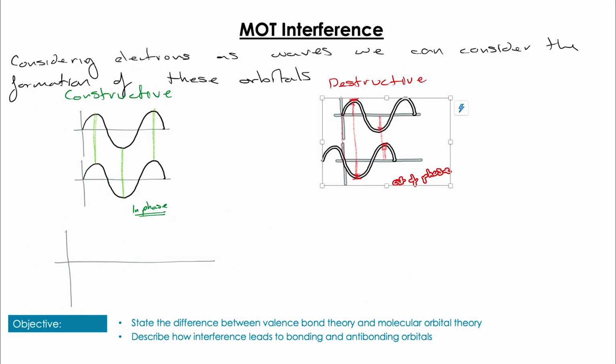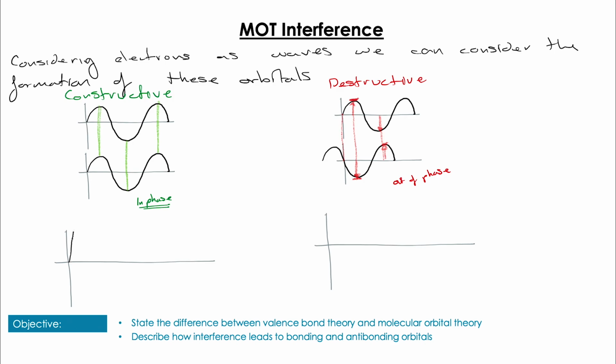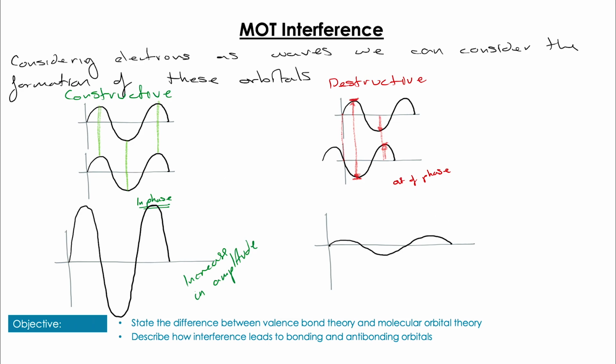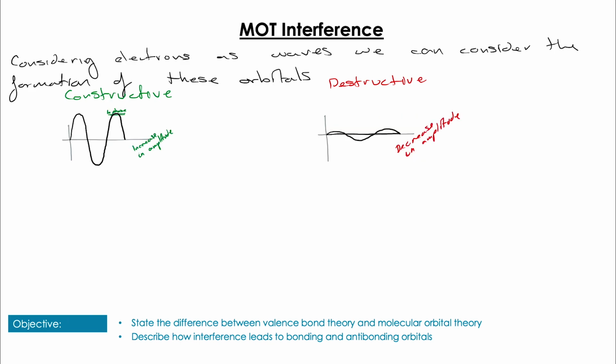Now, when we draw the outcomes of these, with the in-phase waves we would end up with an increasing amplitude of the waves at the peaks and troughs. But with the out-of-phase waves we would see a massive reduction in the amplitude, if it didn't completely remove all amplitude altogether. So we see a decrease in amplitude. We can use this wave interaction as a model for molecular orbital theory.